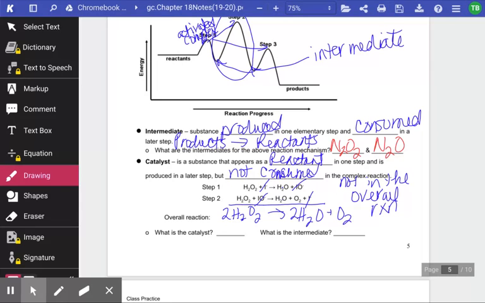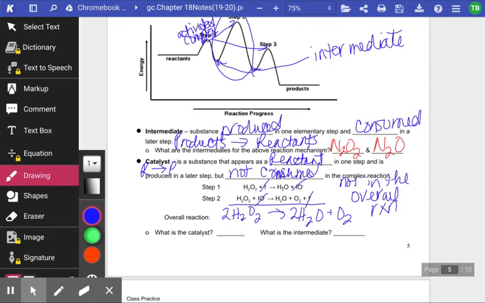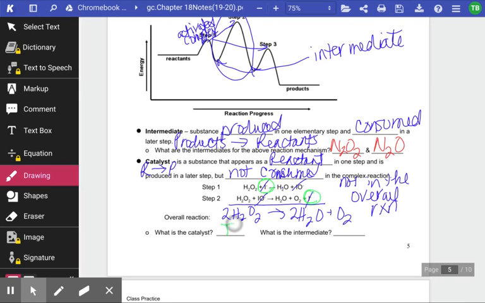So what is the catalyst in this reaction? Well, a catalyst, remember, ladies and gentlemen, starts as a reactant, ends as a product. So the substance in this reaction that starts as a reactant and ends as a product is iodide, I minus, reactant, then product. So that is our catalyst in this reaction. The intermediate starts as a product and it ends as a reactant. So our intermediate in this reaction is the iodate ion, IO minus.